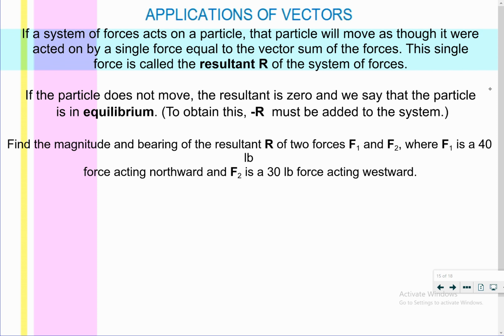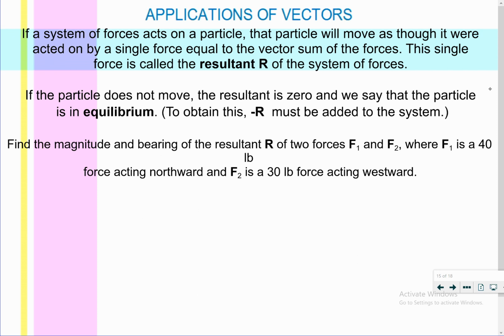All right, so now we're going to draw some pictures of that actually happening. It says find the magnitude and bearing. Bearing is where it's actually going to go, of the resultant if 2 forces are acting on an object. Force 1 is a 40-pound force, so that's like our magnitude, its strength, and it's acting northward. Force 2 is 30 pounds of force acting westward.